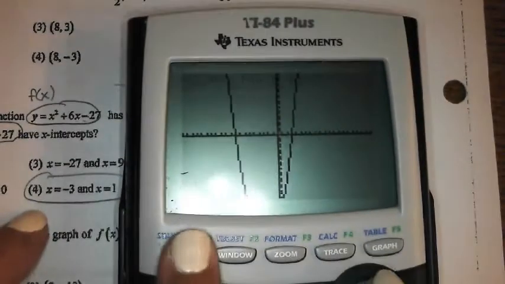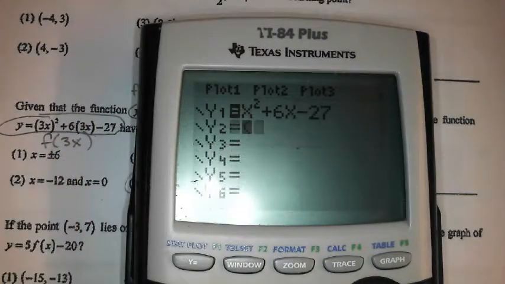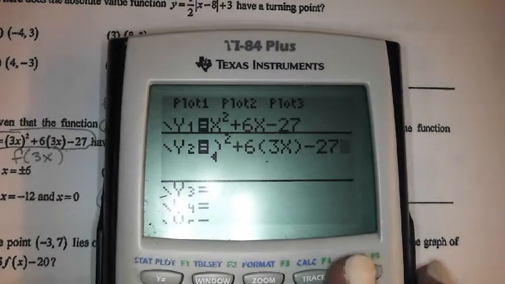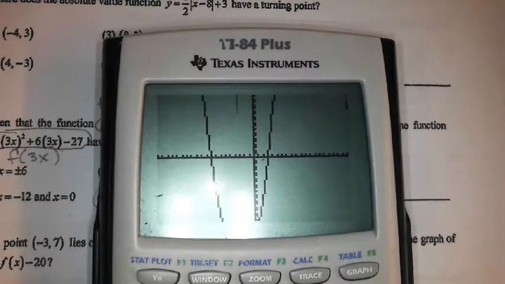Let's take a peek at that. If I take this and do it side by side, I go 3x squared plus 6 times 3x, and this isn't necessary, it's just hopefully enhancing your understanding of what's happening. Watch where this graph shows up. Here we go. There we go. Everything got squeezed in.